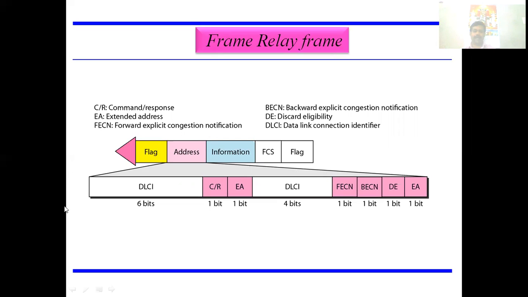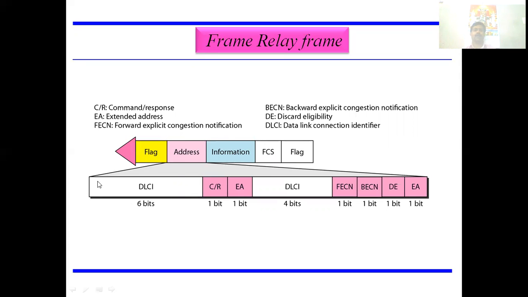So in the frame relay frame, you are having flag, address, information, frame check sequence, flag. These are the fields that are coming in the frame relay frame. So in the frame relay frame, you are having flag field, address field, information field, frame check sequence, and flag.